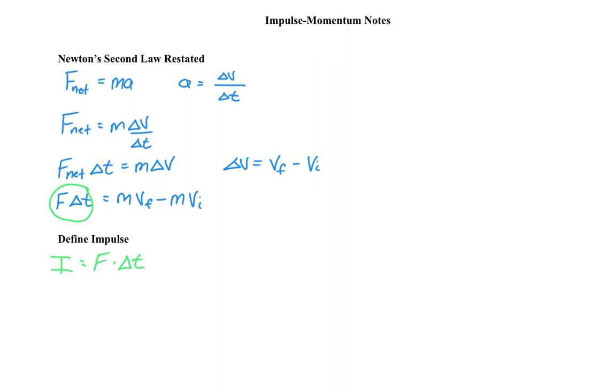I could have called it anything. I could have called it Fred. But physicists decided that when you multiply force times delta t, change in time, we're going to call that impulse. Let's take a look at our units for impulse. Our units for impulse are going to be the units of force, which are simply newtons, times our unit for time, which is simply a second. So our units for impulse are just going to be newtons times seconds.